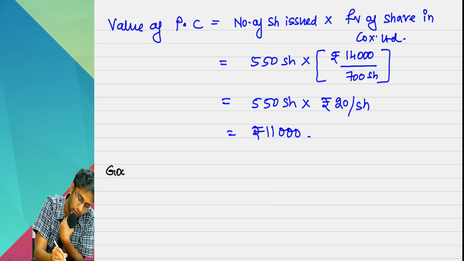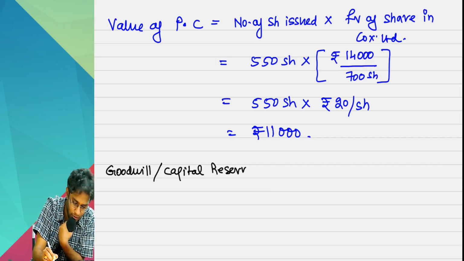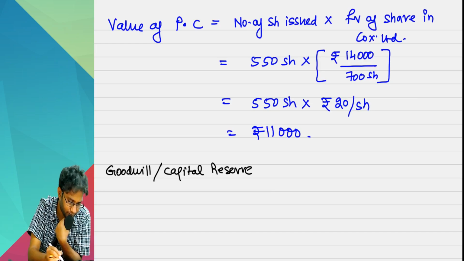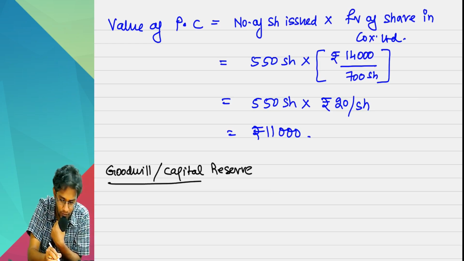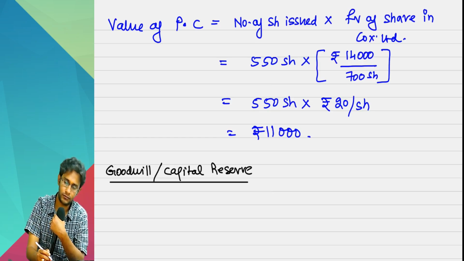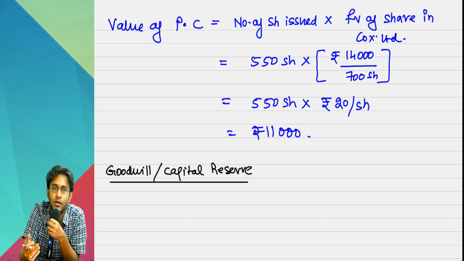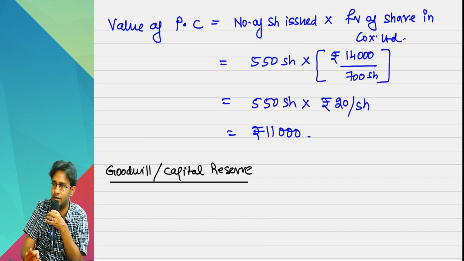Next one. Goodwill or capital reserve. And then we'll hit the balance sheet. Sir, this is not control acquisition. NC and all will not be there. We are talking about absorption. So direct comparison, PC versus fair value of net assets directly.